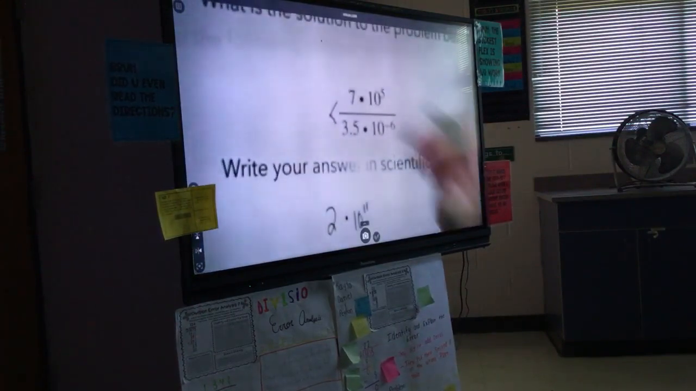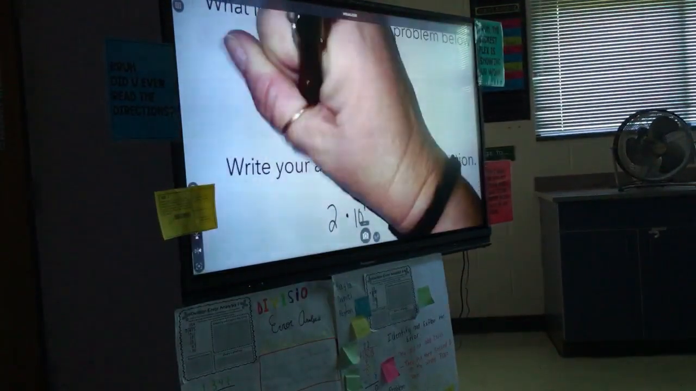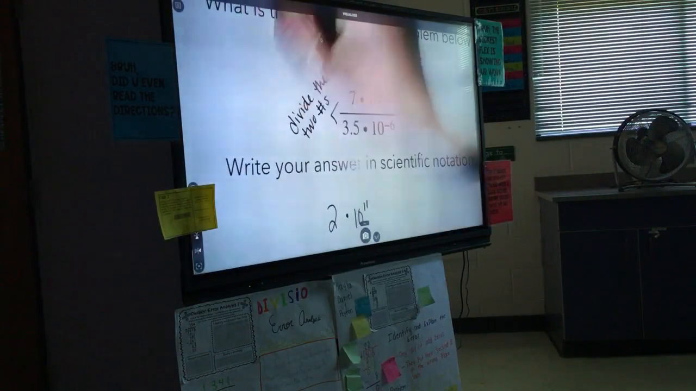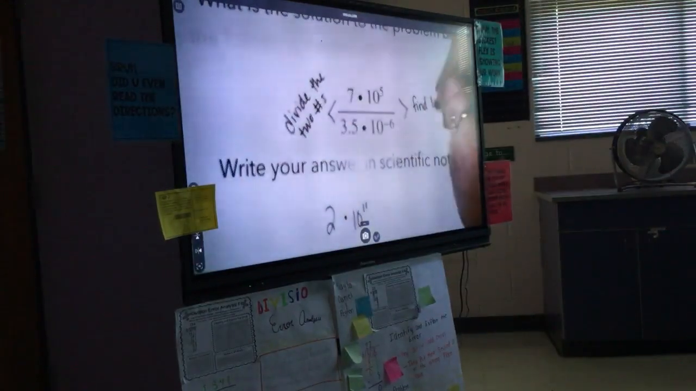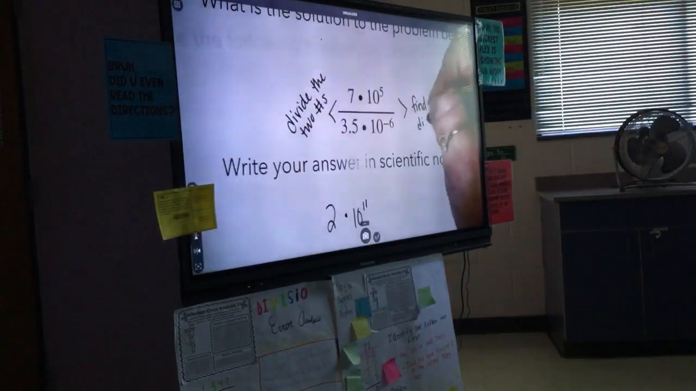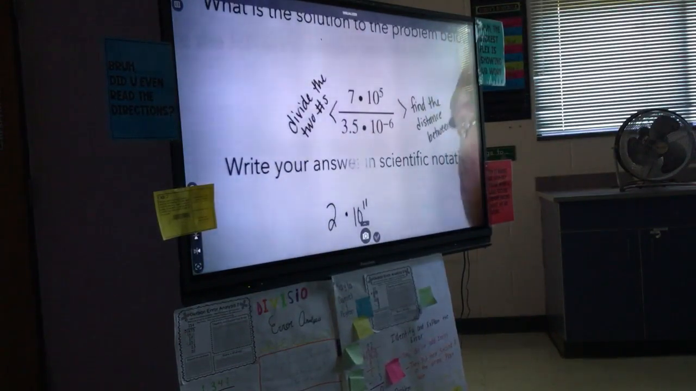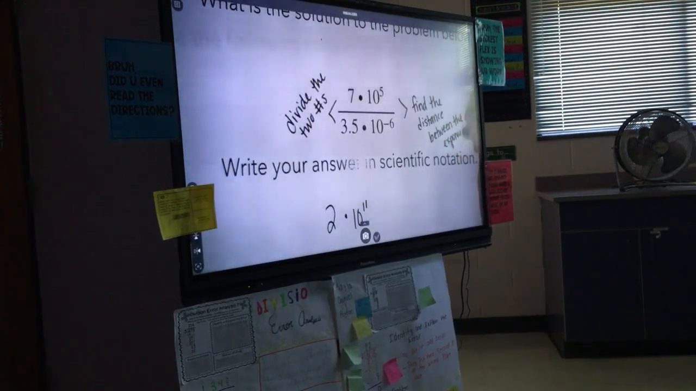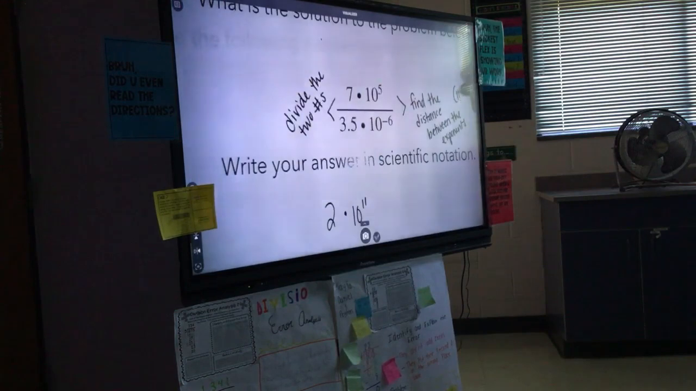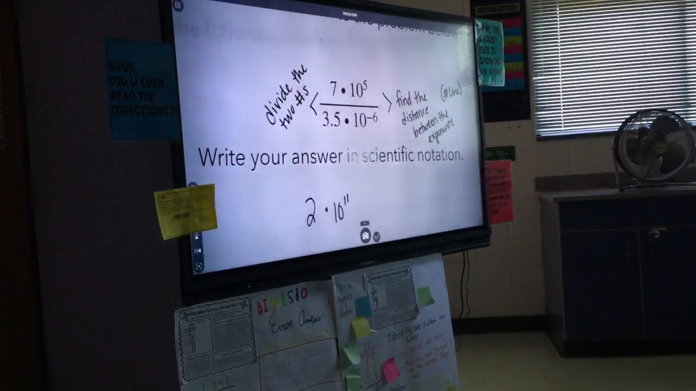So for this part, divide the 2 numbers. And then for this part, find the distance between the exponents. And then think of a number line. Okay, now you can go to number 16 and get started on it.